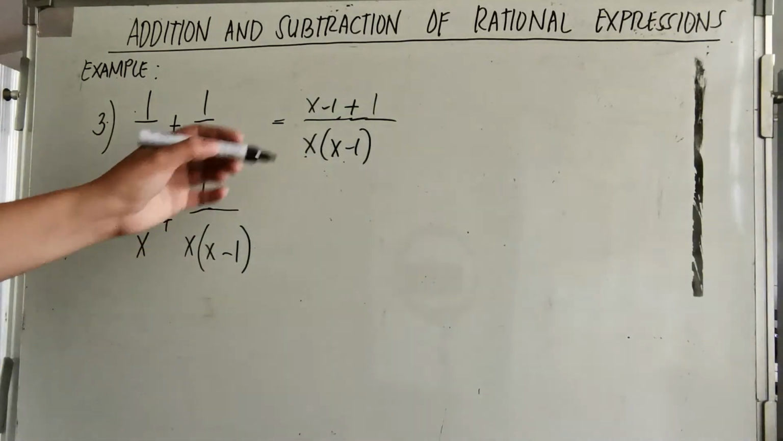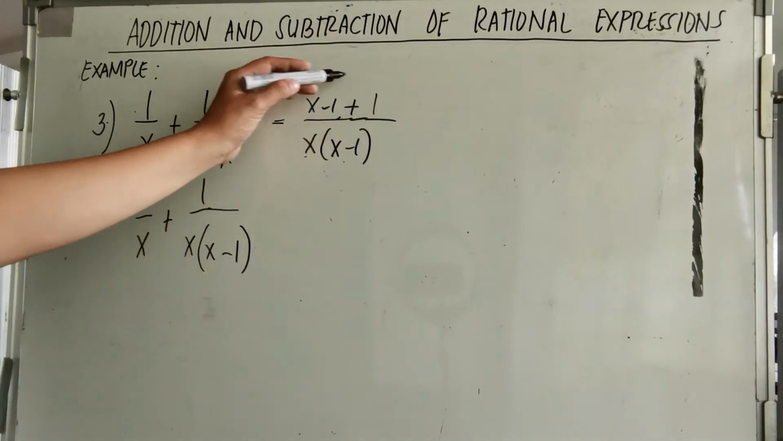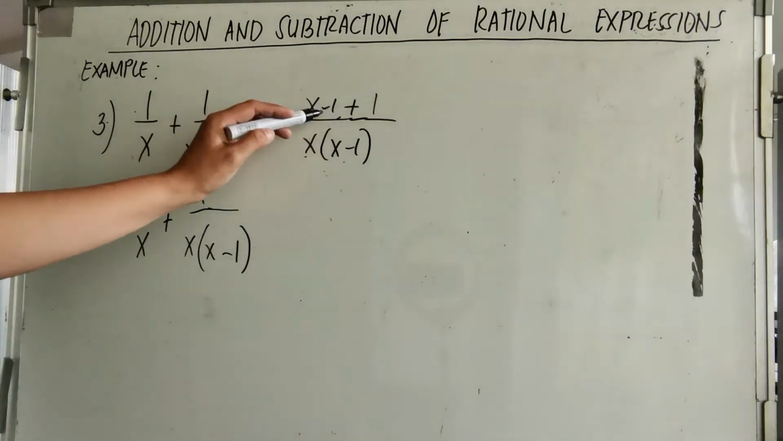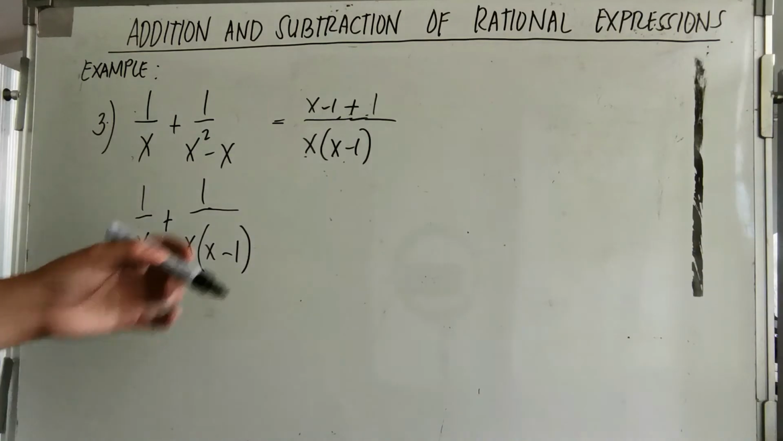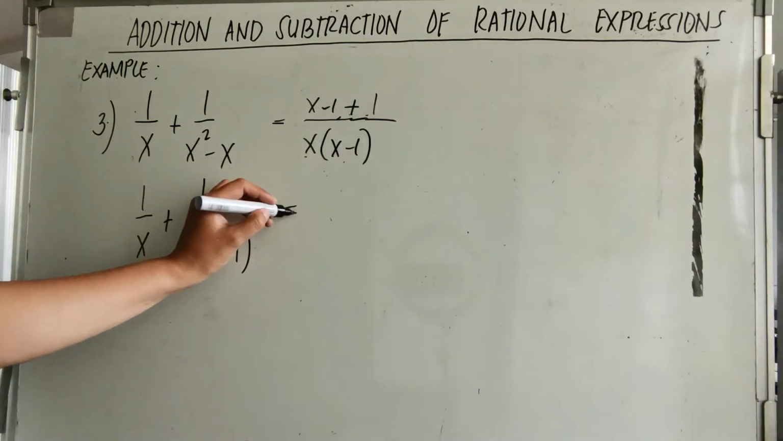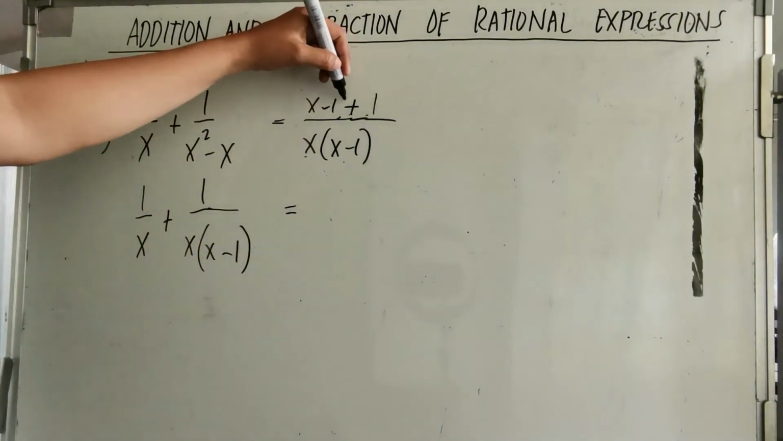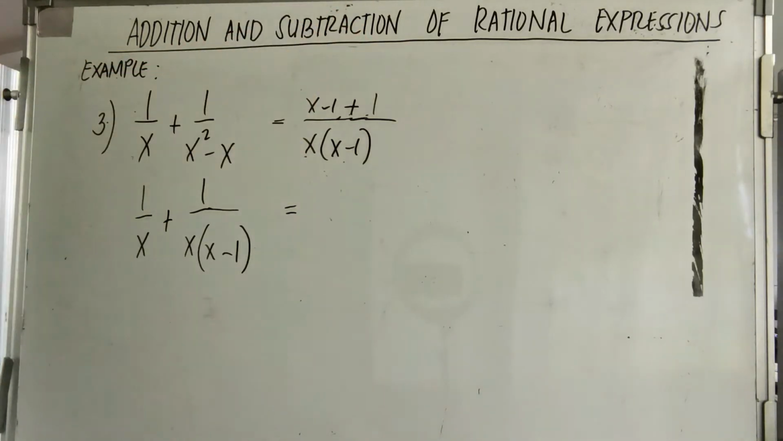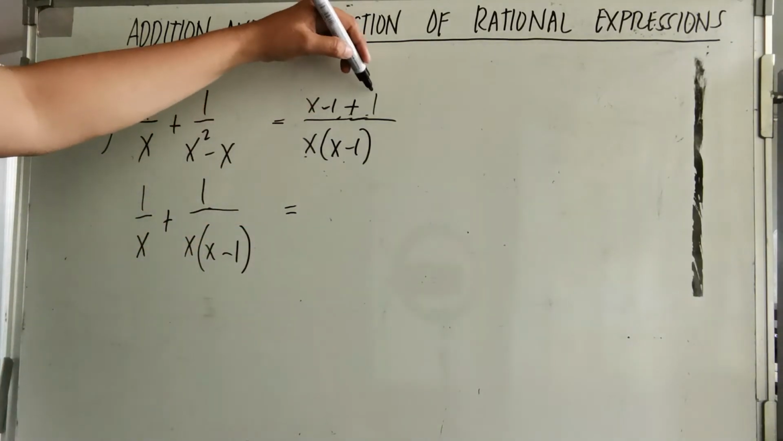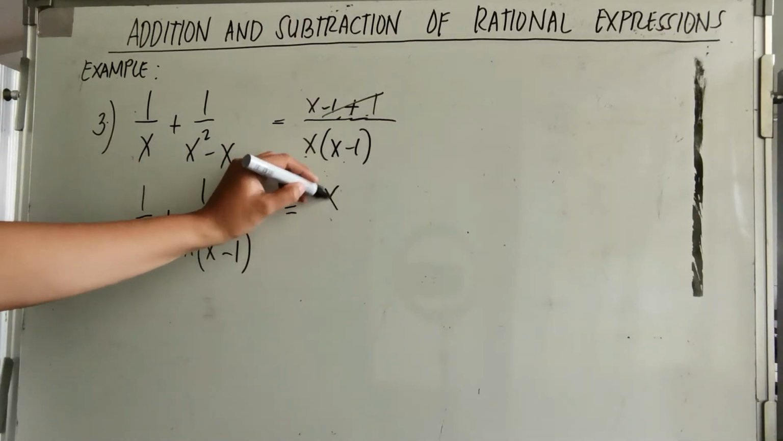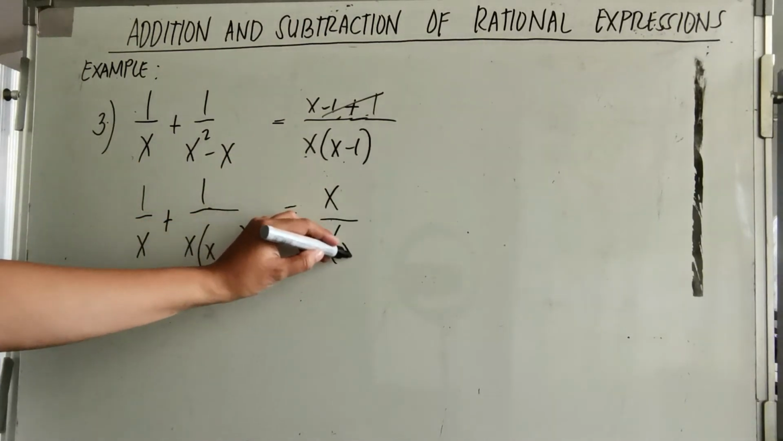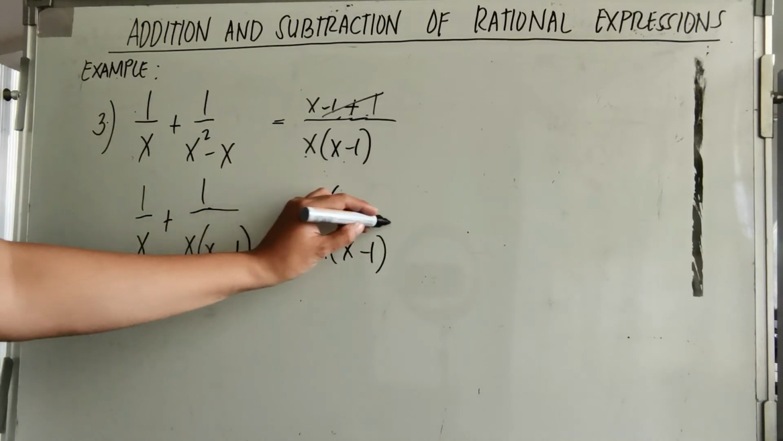So, simplify na natin. So, pwede nating i-simplify yung negative 1 plus 1 since pareho silang constant term. So, magiging negative 1 plus 1 is 0. So, ano mangyayari? Siya ay makakancel na. So, ang matitira na lang ay x over x quantity x minus 1.